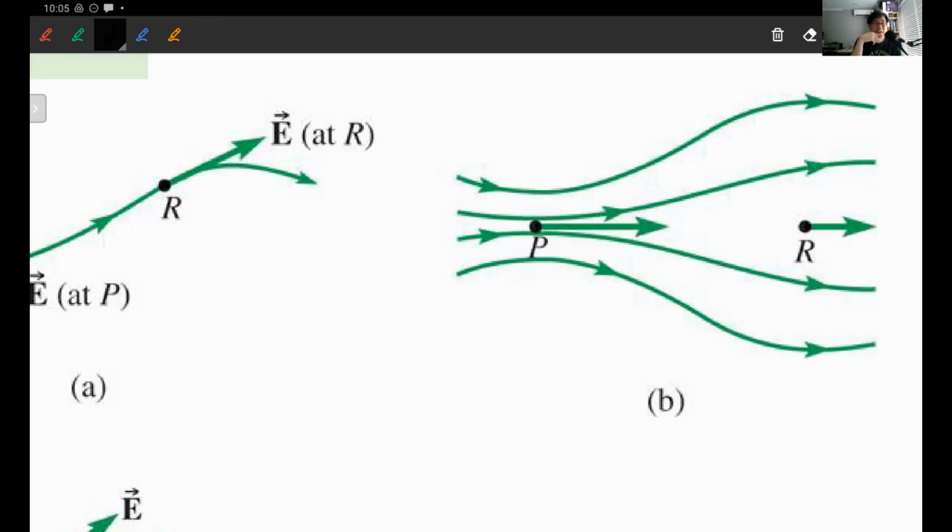Yes. Because the lines are pretty dense around point P, that reflects that something intense is there. So it seems like the strength of the electric field at point P is stronger. At point R, the lines are further apart. It's kind of weak. So the electric field at point R seems to be weaker. Does that make sense?